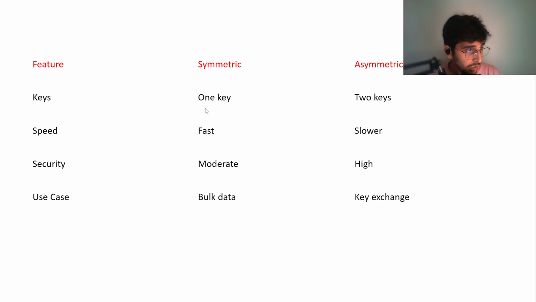So the symmetric key is one key and the asymmetric is two keys. The speed of the symmetric is faster and the asymmetric is slower, but the security is moderate, whereas in asymmetric, the security is higher. The use case for symmetric key is bulk data, which needs faster speed, and the use case for asymmetric is the key exchange.